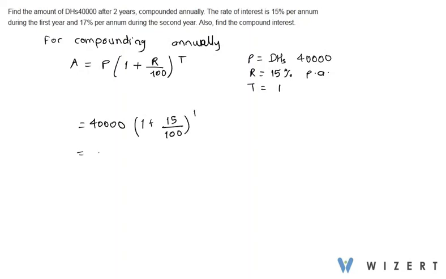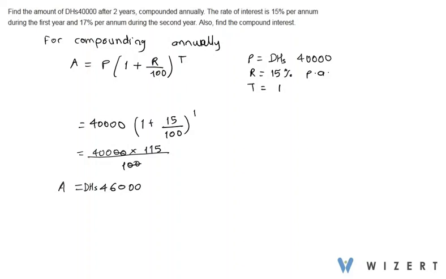So that is going to be 40,000 multiplied by 115 divided by 100. So 0 cancels out. What we get is 4 5s are 20, 4 1s are 4 plus 2 is 6, 4 1s are 4 and double 0 over here. So what we get is amount of 46,000 dirhams at the end of 1 year.